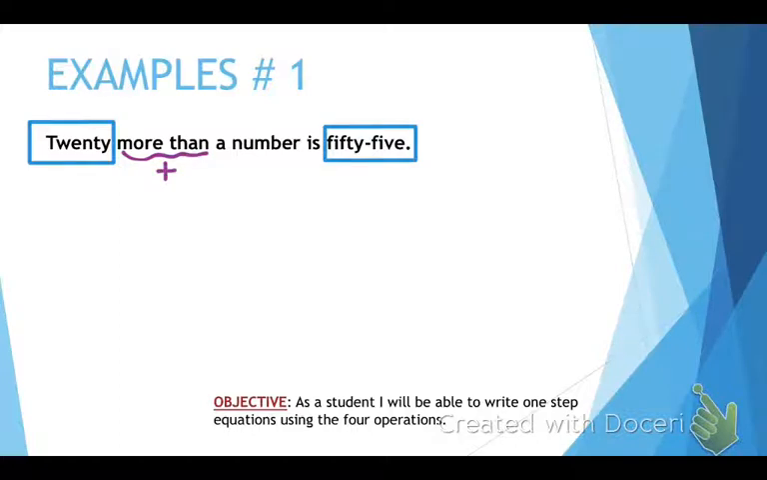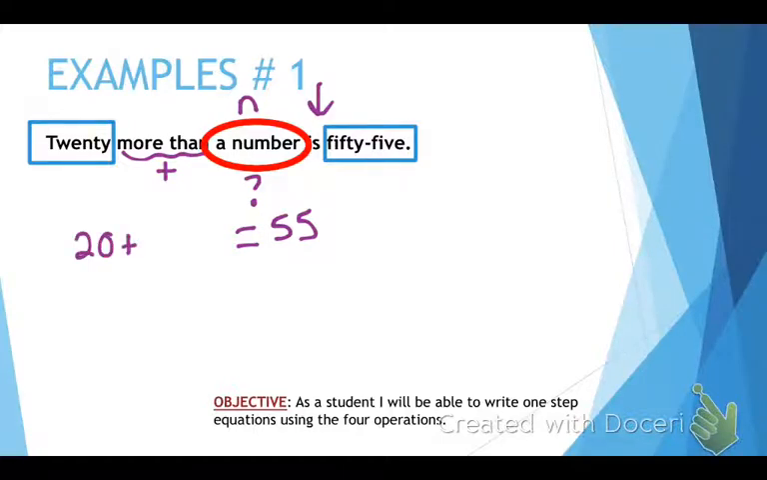So 20 more than a number, and I'm going to go ahead and circle this. I'm circling the unknown. The unknown is what we use for a variable. So I'm going to use n because it says a number. So that's the variable. This is what we do not know. Alright, so now what I need to do is put these together. Notice this word is. Is generally a sign for equal. So it's going to equal 55. And we have 20 more than a number. So that's very simple. 20 more than was plus a number, n, equals 55. So our total answer, 20 plus n equals 55. And that's our answer. Alright, we're going to go ahead and move on to the second one.